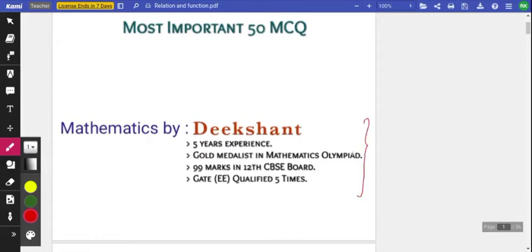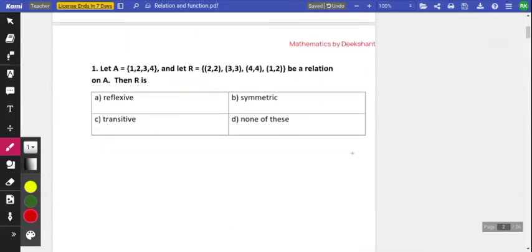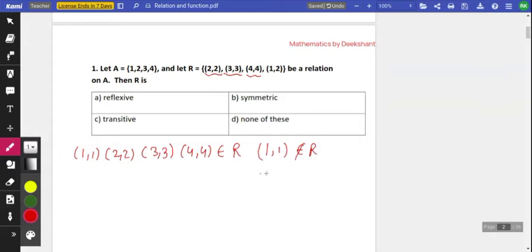Now let's start the question. In this question, you have to check whether the given relation is reflexive, symmetric or transitive. For the given relation to be reflexive, if (1,1), (2,2), (3,3) and (4,4) belong to R, then the given relation is reflexive. But only (2,2), (3,3) and (4,4) belong to R. (1,1) does not belong to R. Therefore, the given relation is not reflexive.